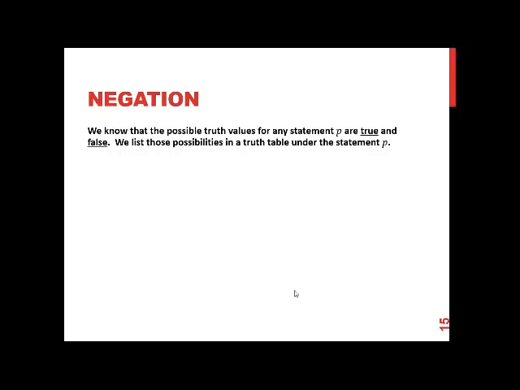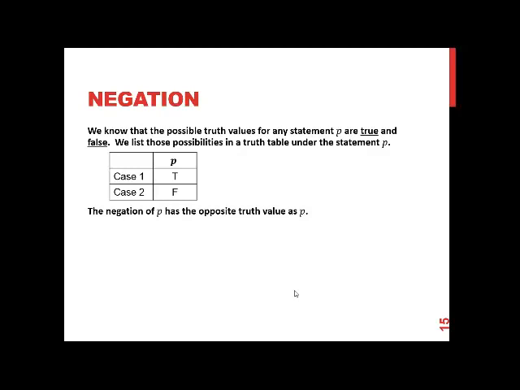Negation. We know that the possible truth values for any statement P are true and false. So we're going to start off by showing a table and listing all the possible cases. P could be true or false. To evaluate statements, the negation of P is going to have the opposite value as P.